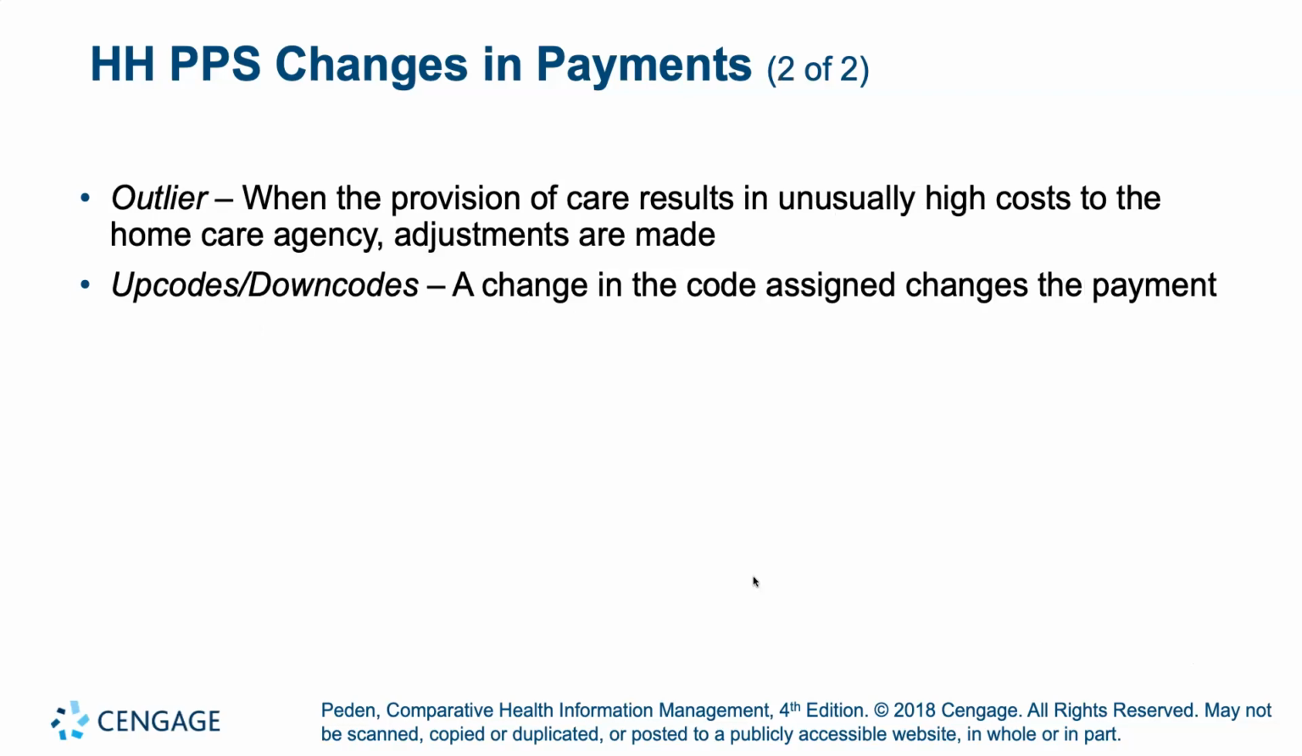All right, outliers. This is when a patient has unusually high costs to the home health agency. And so adjustments have to be made for that. And again, your book talks about that on page 461. And then a change in code assigned changes the payment when upcoding or downcoding happens. That can adjust it as well.